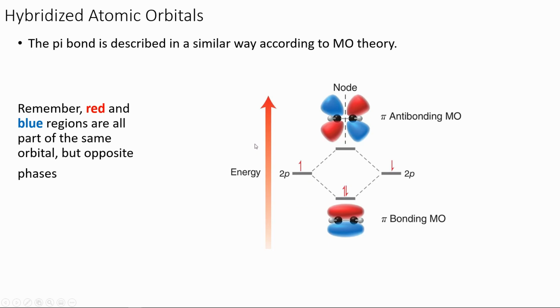If we want to draw out the molecular orbital diagram of the pi bond, that would look fairly similar to molecular orbital theory. In the bonding molecular orbital of the pi bond, we'll have the 2 electrons, one coming from each p orbital. And then in the anti-bonding, we'll have a node, and that will be unoccupied. No electrons in that high energy orbital.